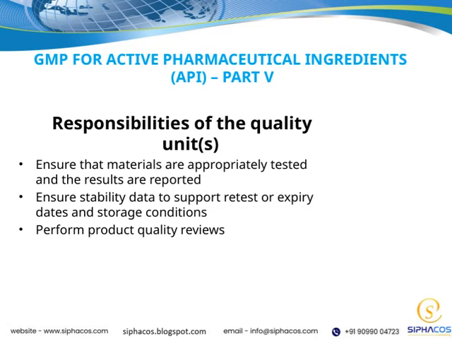Now, let's take a closer look at the responsibilities of the quality unit. First, it's essential that they ensure materials are appropriately tested. This means verifying that the raw materials and components meet the necessary quality standards before they go into production. Once testing is complete, they also have the responsibility to report the results accurately, providing transparency and traceability.